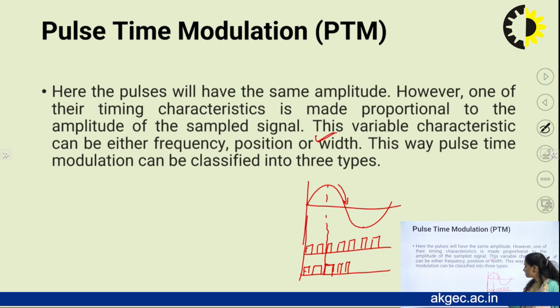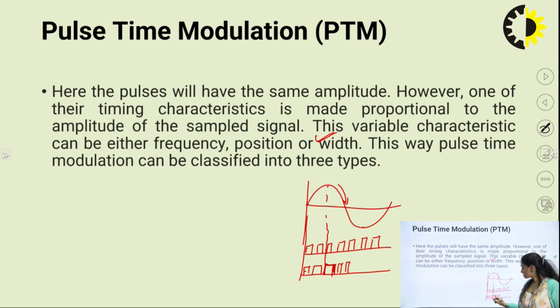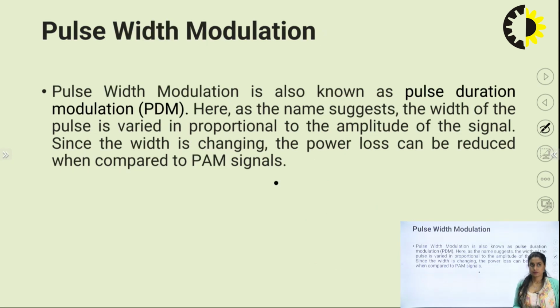When the pulse has variable width, we can also say that it is sustaining for a variable amount of time, right? So we can either call it pulse width modulation or pulse time modulation. Pulse width modulation is also known as pulse duration modulation. Here the name suggests the width of the pulse is varied in proportion to the amplitude of the signal. So we may call it pulse time, pulse duration or pulse width modulation.